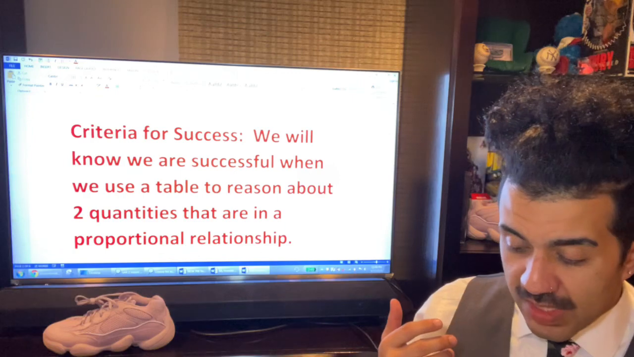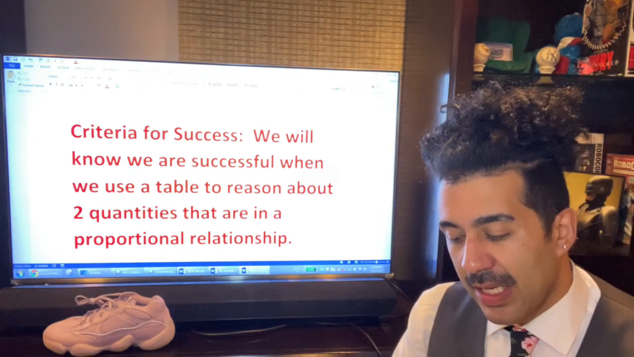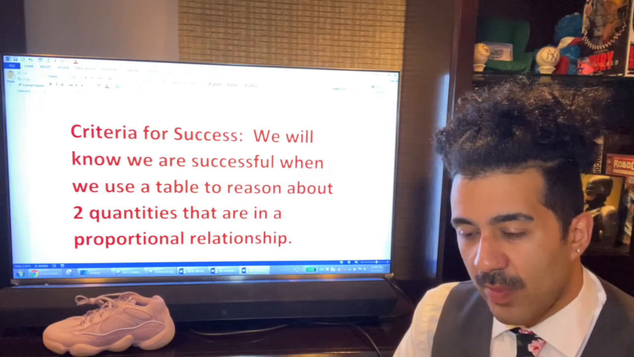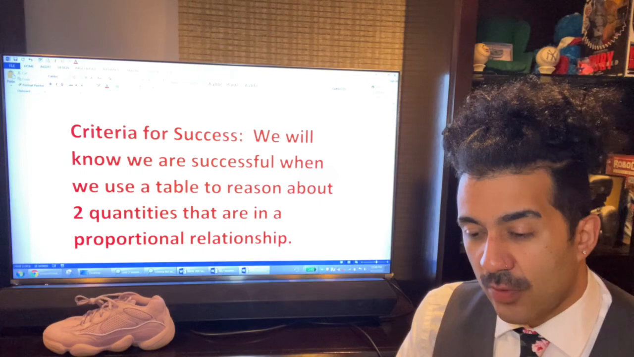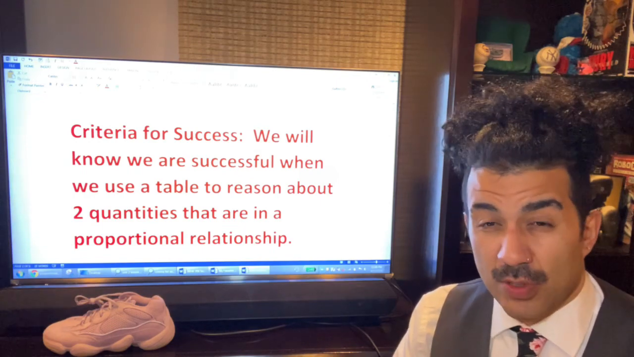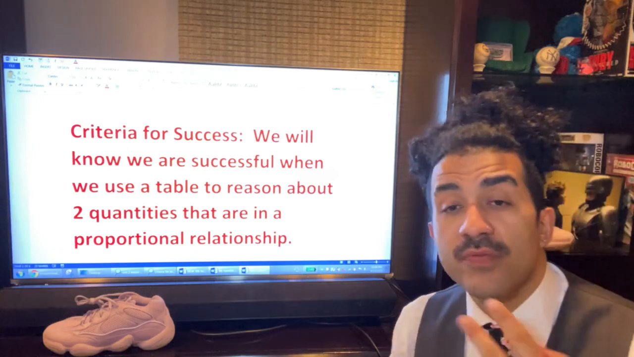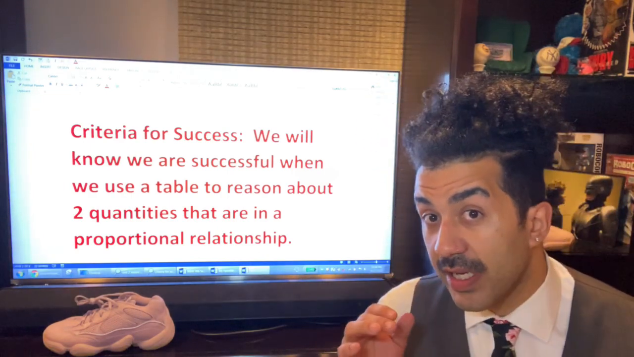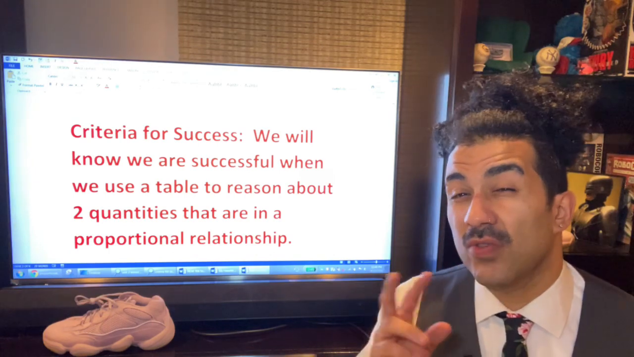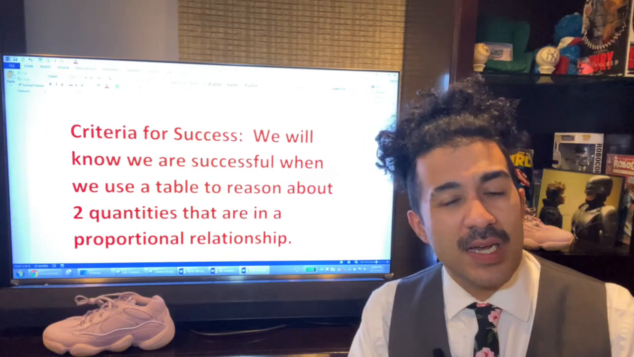Well, let's dissect. Proportional relationships kind of jump a little bit ahead of what we're talking about in this unit. Let's start with the word ratio. What is a ratio? A ratio is a comparison of two numbers. A proportion is a comparison of two ratios. So a proportional relationship has to do with consistency.